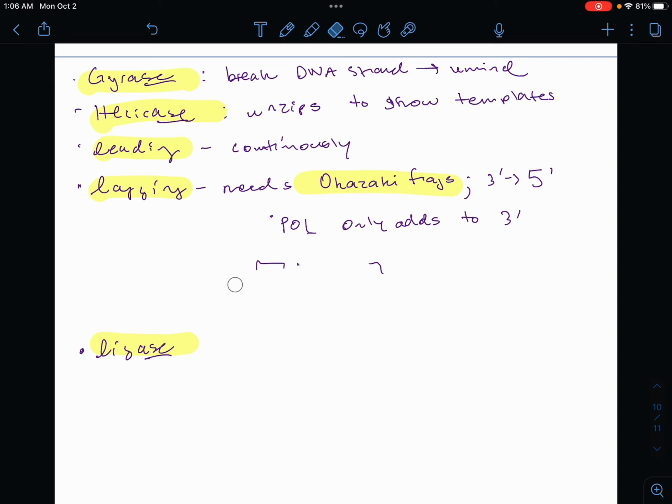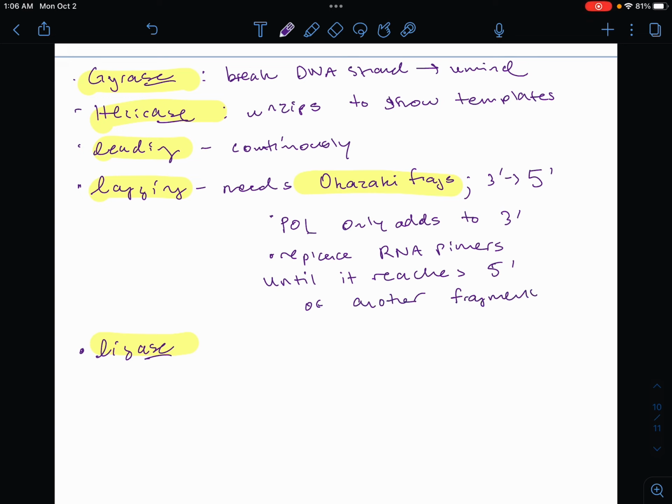So therefore, the polymerase will then replace the RNA primers until it reaches the 5' of another fragment. So again, this is in pieces, not continuous on the lagging strand. Okay, ligase. This creates covalent bonds between the bases of the Okazaki fragments.